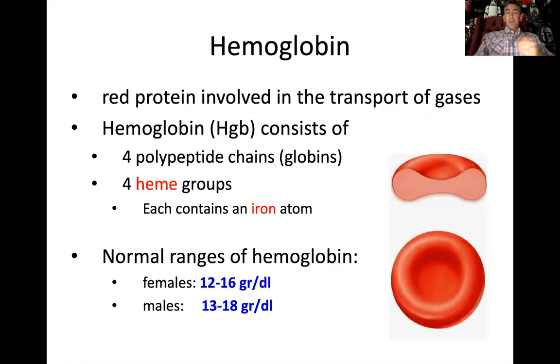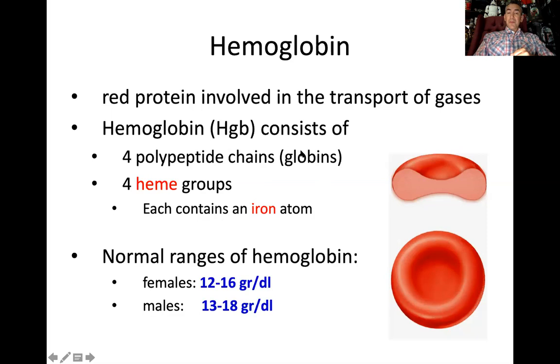Hemoglobin. So what is hemoglobin, right? Hemoglobin is a protein involved in the transport of gases, both carbon dioxide and oxygen. Hemoglobin consists of 4 parts, actually. It's a 4 repetitive type of structures. So we have 4 globins, or we're going to call them 4 polypeptide chains. Very fancy way of saying 4 proteins.